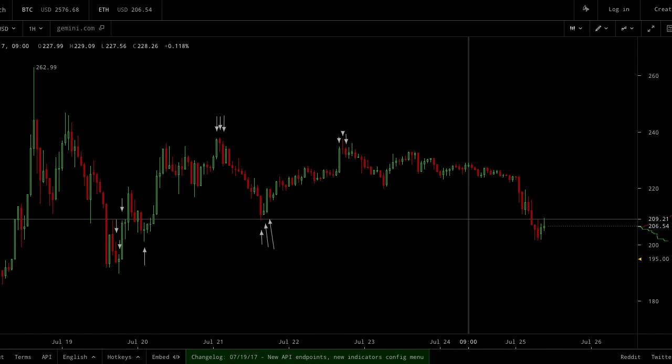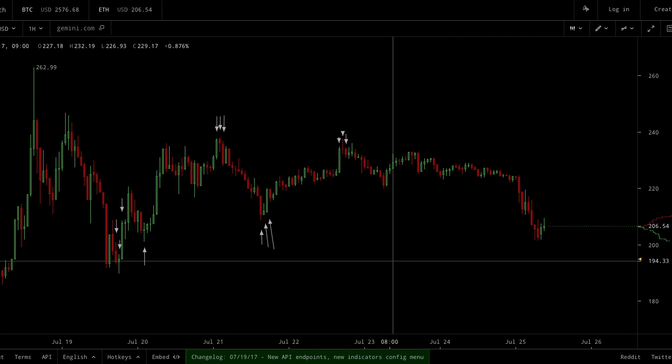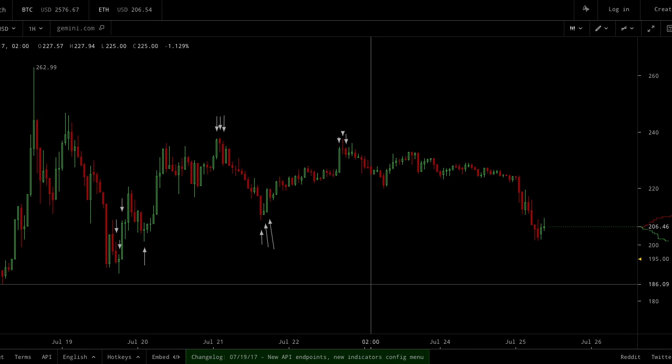So that's going to be it for some candlestick practice and incorporating some Fibonacci sequencing into it, and also incorporating some support and resistance levels.